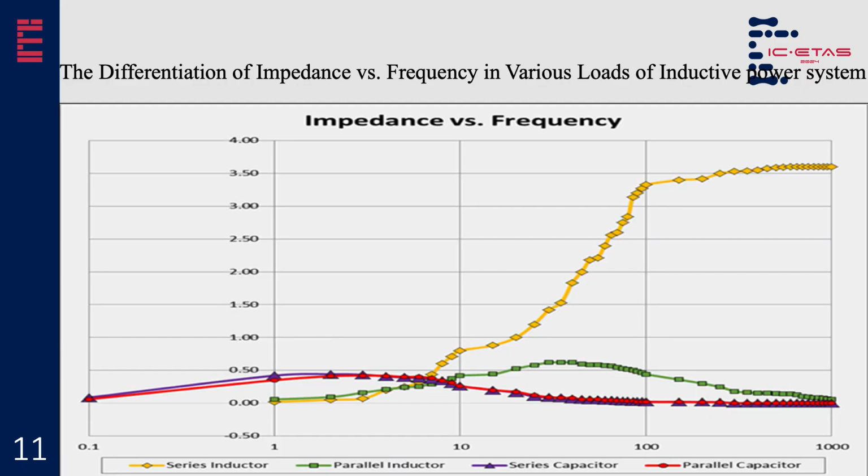Okay, so this is another stage of the differentiation of the impedance versus the frequency at various loads of the inductive power system. Here we looked at both the series inductive system and the parallel inductive system. We get a better output when we use a parallel inductive system when we're looking at frequency with less impedance, but when we're looking for impedance gain, then we'll be looking at series.